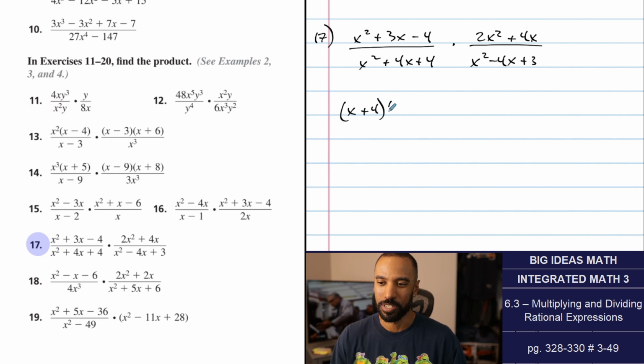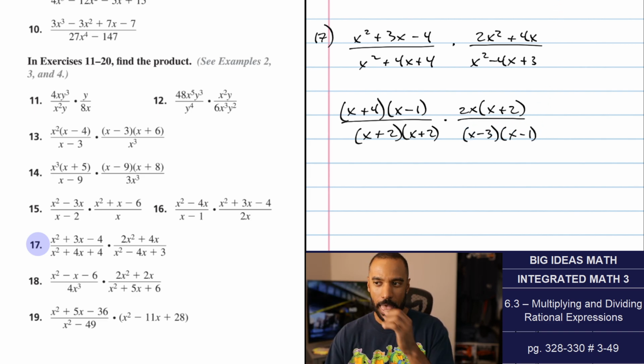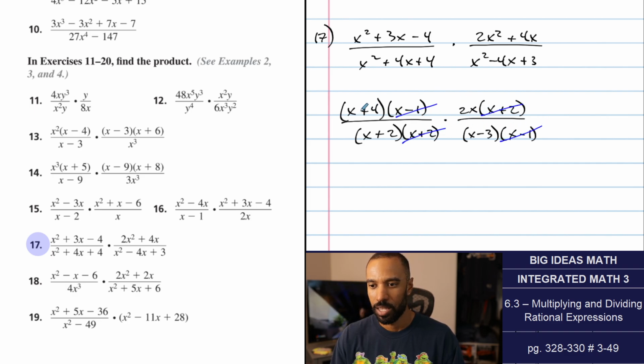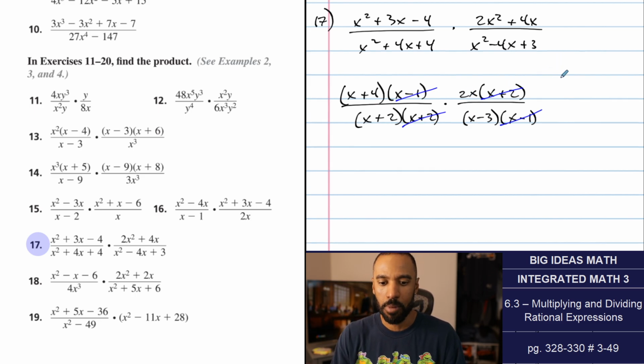It would feel bad if you factored and nothing cleaned up. So this is x plus 4 times x minus 1. We just saw that on the last problem. And this is x plus 2 quantity squared. Whether you want to write that or separate them, it's probably better to separate, but you can do either. 2x factors here, you got x plus 2. And this is x minus 3 times x minus 1. Okay, anything on top divided by anything on bottom. One of the x plus 2's here and here. x minus 1 here and here. And I think that's it.